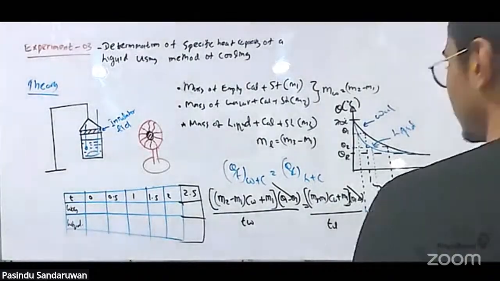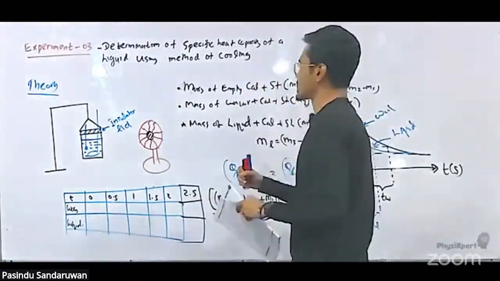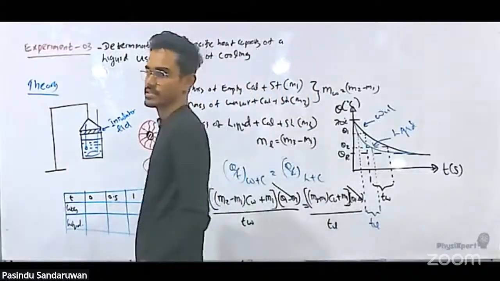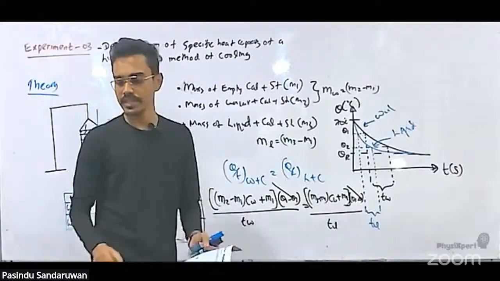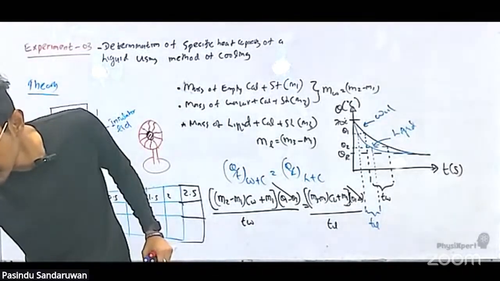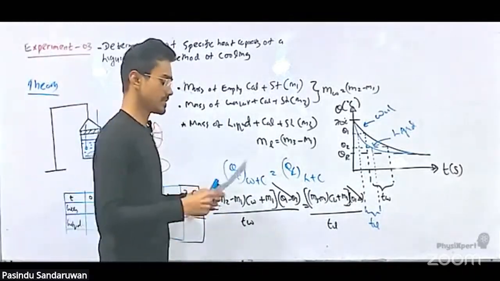Then mention about the readings. Write down the readings. Write the readings here, and write everything else in the method. Write down the readings.